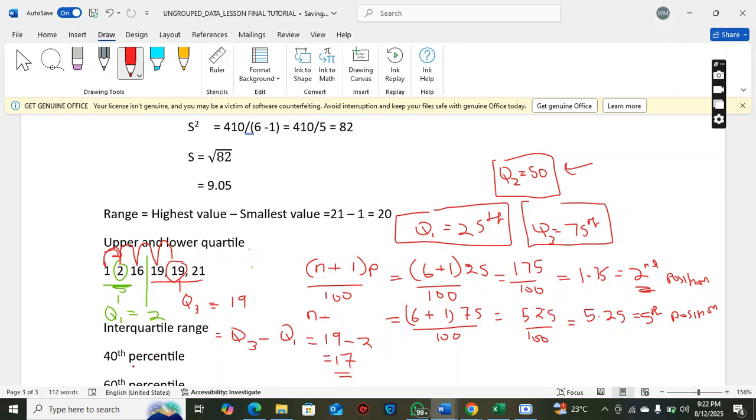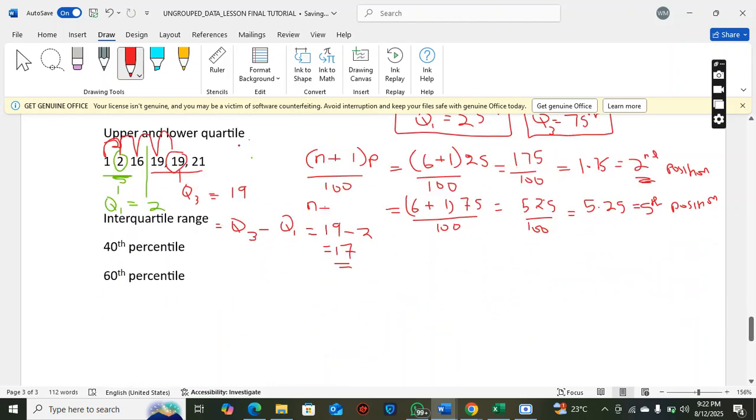For these percentiles, where there's P, replace it with 40. For the 60th percentile, where there's P, replace it with 60. Then that will give you the position of the number. So you have to come back here to find which number is on the 40th percentile, and which number is on the 60th percentile.